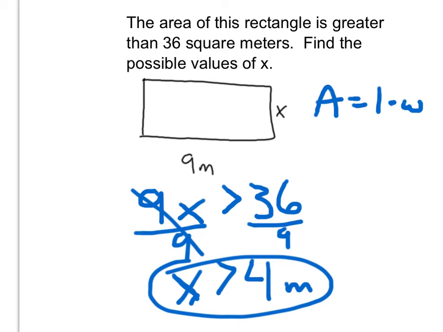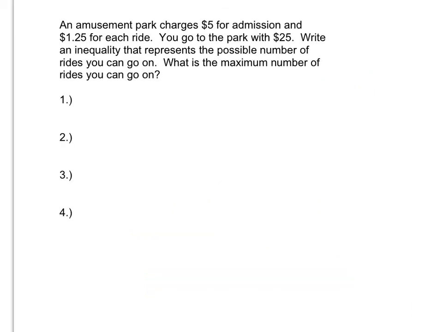Okay, and let's go to our last example. Word problem, yay. We're going to solve this using our 5-step problem solving process. An amusement park charges $5 for admission and $1.25 for each ride. We go to the park with $25. I want to write an inequality that represents the possible number of rides you can go on, and I want to know the maximum number of rides. Remember, this is writing an inequality, so I don't want an equation. I want less than, greater than or equal to, or less than or equal to.